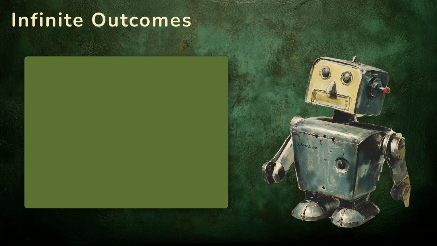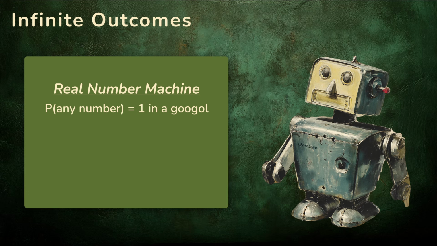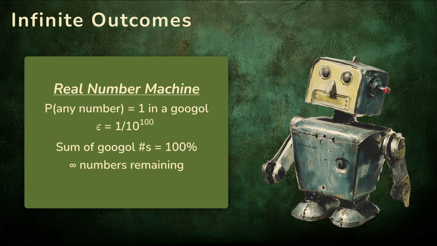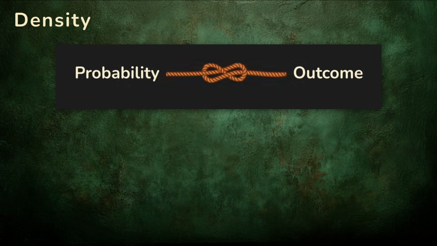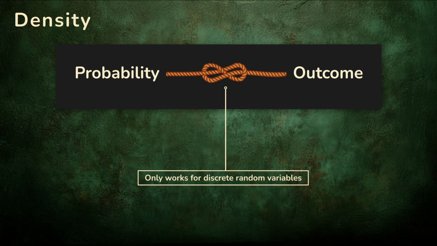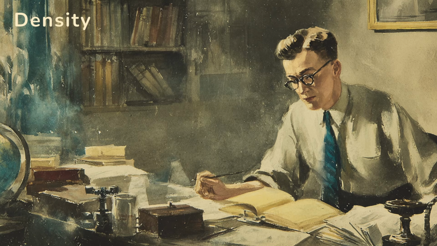For example, what if the probability of generating any number is 1 in a googol, which is 10 to the 100th power? That's a pretty small epsilon. When you add up the probabilities for the first googol numbers, you get 100%. But there are still an infinite number of numbers left. So it doesn't work to assign a probability to each outcome like we did with discrete random variables, but fear not. Mathematicians created a solution that works wonderfully.